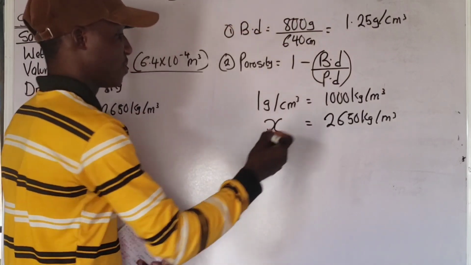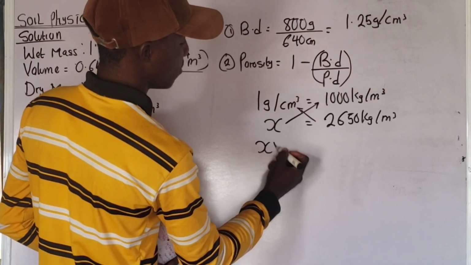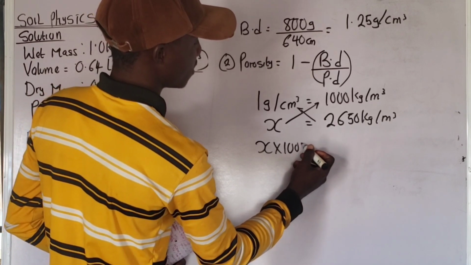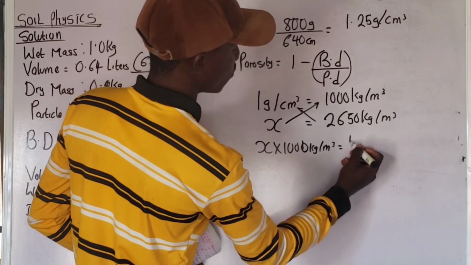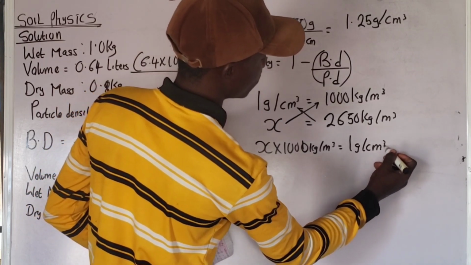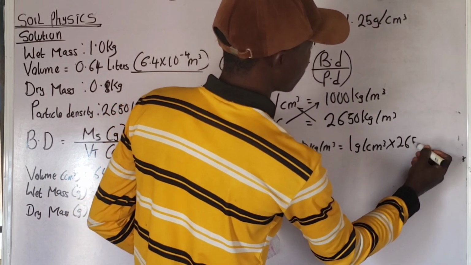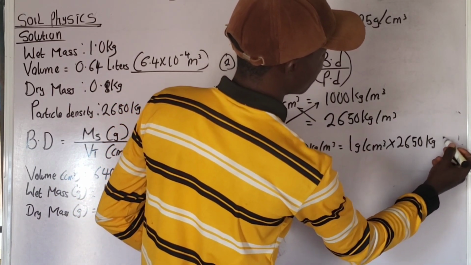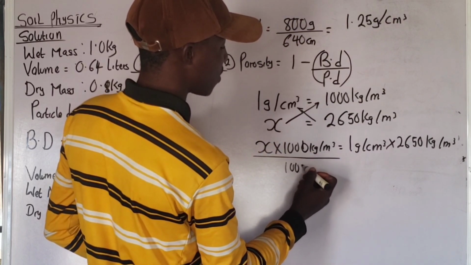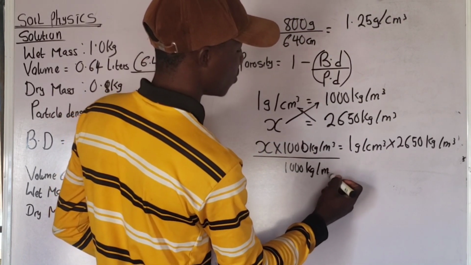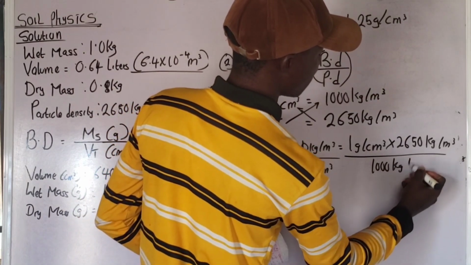For this, we are going to cross multiply. You understand? So I'm going to have x multiplied by 1000 kilogram per meter cube equals 1 gram per cm cube multiplied by 2650 kilogram per meter cube. The next step is that we are going to divide both sides by 1000 kilogram per meter cube. You understand? This over 1000 kilogram per meter cube.